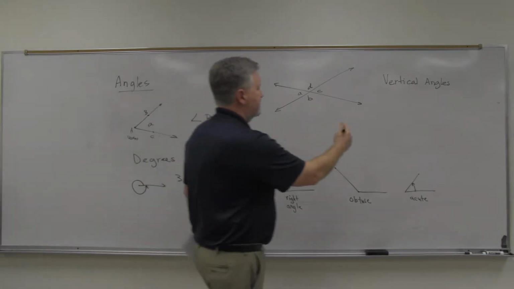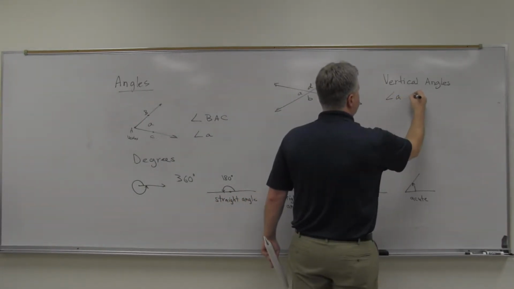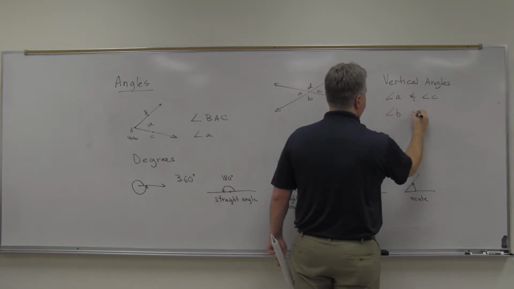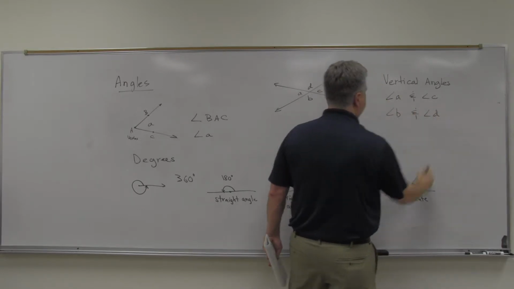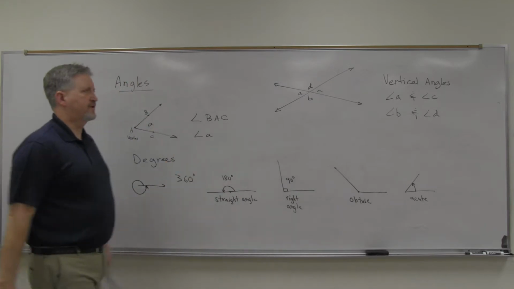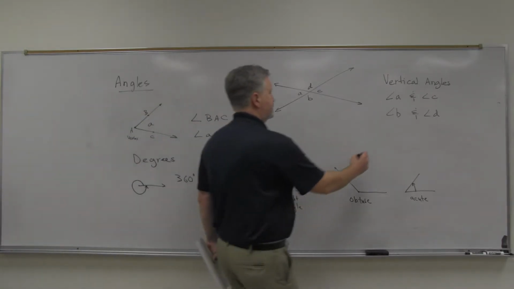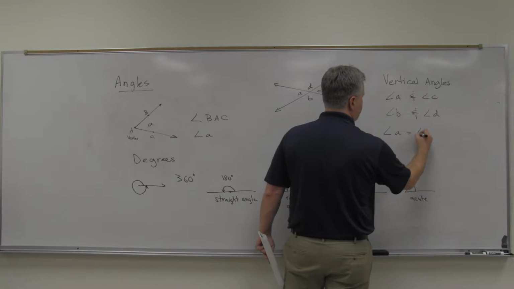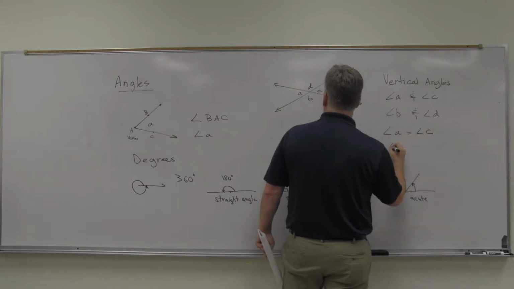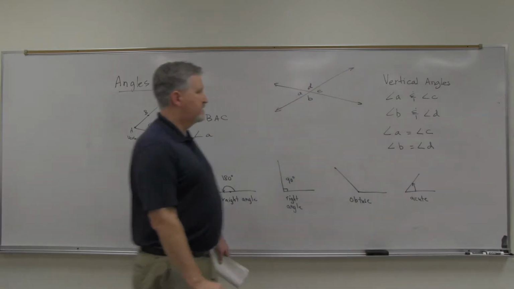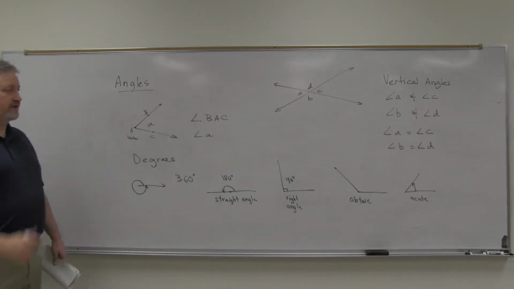So angle A and C are vertical angles, and angle B and D are vertical angles. They're straight across from one another. And the nice thing about the vertical angles is they're equal to one another. Angle A and angle C are equal, and angle B and angle D are equal. So vertical angles are always equal to their counterpart there.